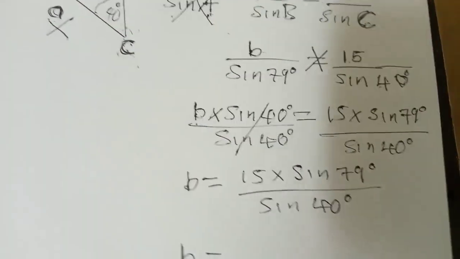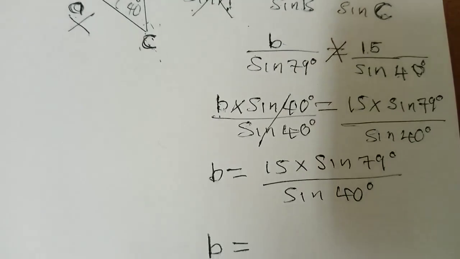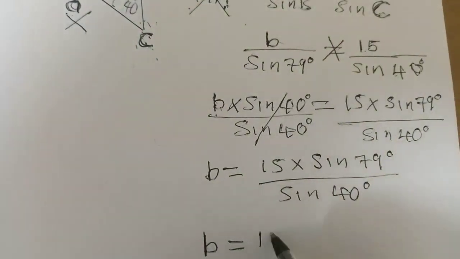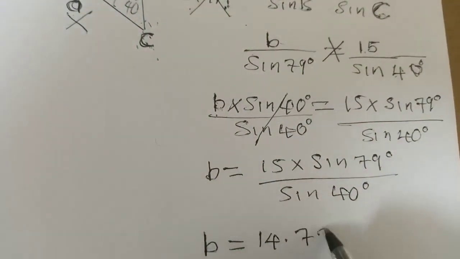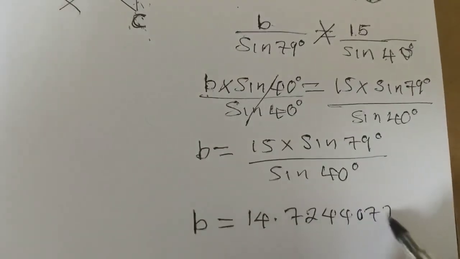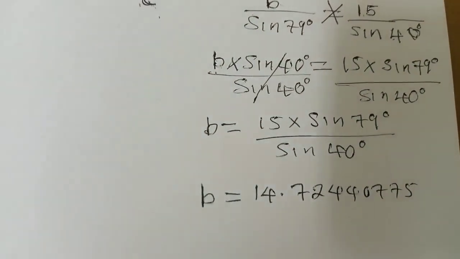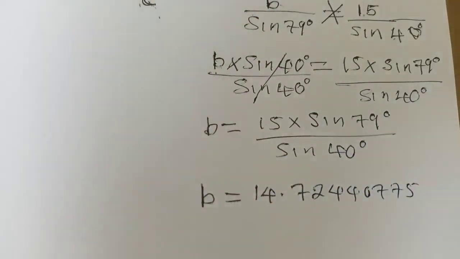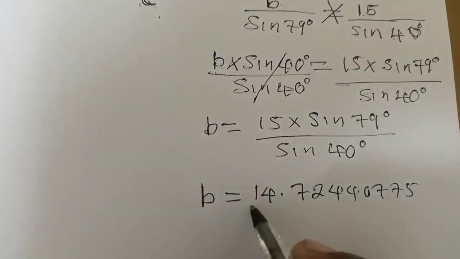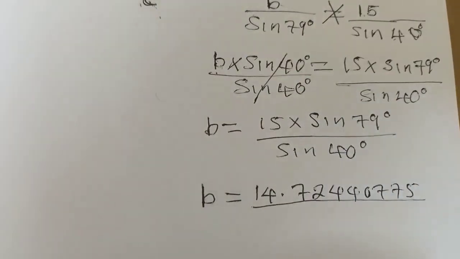So it will be b is equal to, you need to punch this on a calculator and make sure that your calculator is in degrees. When you punch 15 times sine 79, the answer it will give you is 14.72440775. You don't need to round off, you only round off your final answer. So copy it just the way it is.